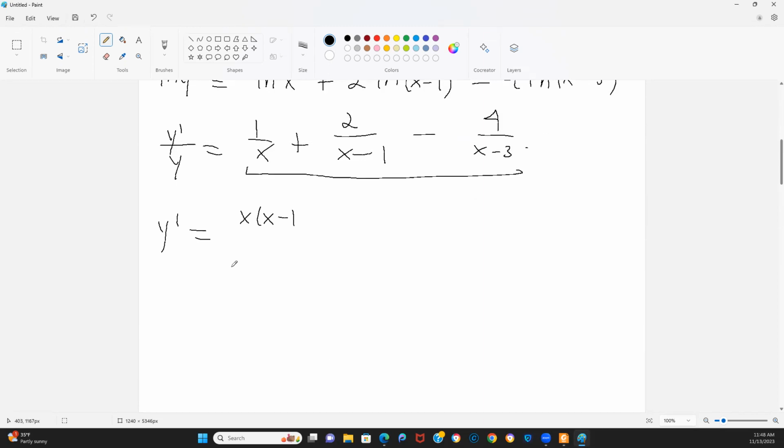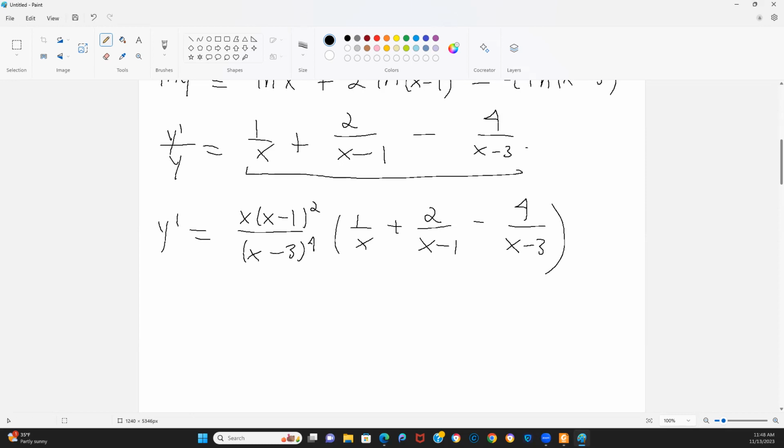So when you do that, you get x times (x minus 1) squared over (x minus 3) to the fourth times (1 over x plus 2 over x minus 1 minus 4 over x minus 3). And you can see that this is option E. All right.